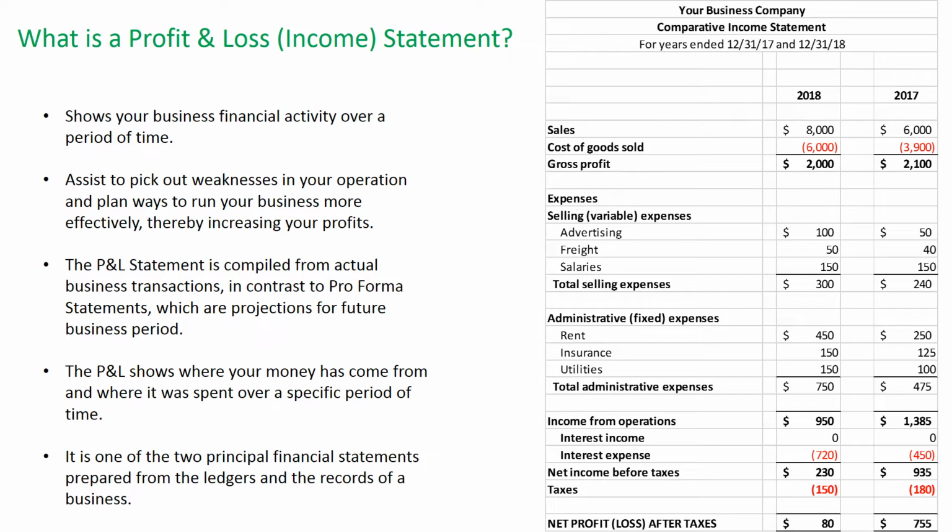The P&L shows where your money has come from and where it was spent over a specific period of time. It should be prepared not only at the end of the tax year, but at the close of each business month. It is one of the two principal financial statements prepared from the ledgers and the records of a business.